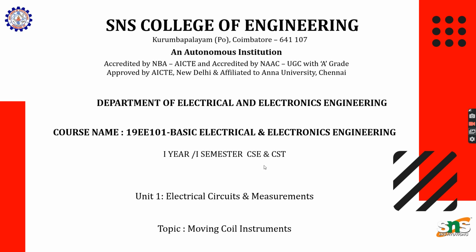Hello everyone. In this video, we are going to see the moving coil instruments. Moving coil instruments are generally used to measure DC quantities. The moving iron instruments are used to measure the AC quantities, but the moving coil instruments are used to measure the DC quantities. That means direct current quantities. Let us see the construction and working of a moving coil instrument.